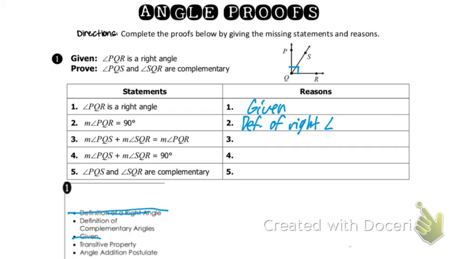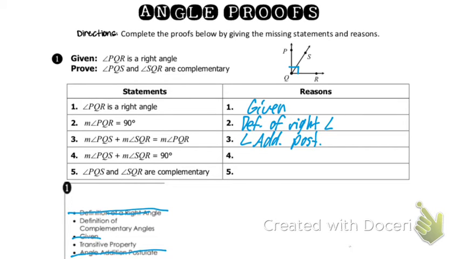Now we're told the measure of angle PQS plus the measure of angle SQR equals the measure of angle PQR. If you look up at our picture, what's happening there with those angles? Those two small ones are getting added together to be the big one, right? So what tells us we can do that? Angle addition postulate. It's very similar to the segment addition postulate, except with angles. So we say angle instead of segment.